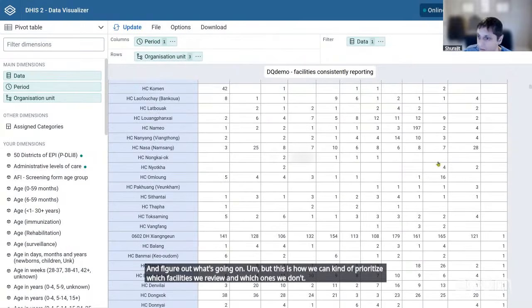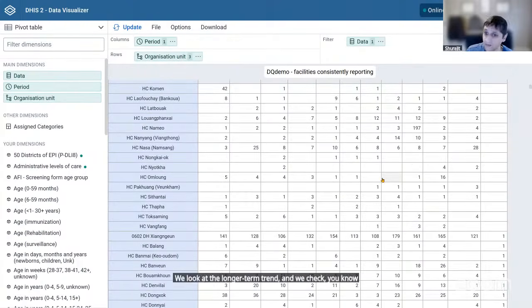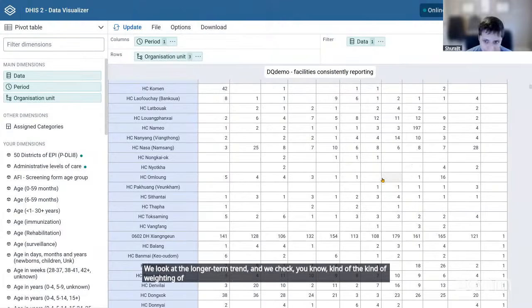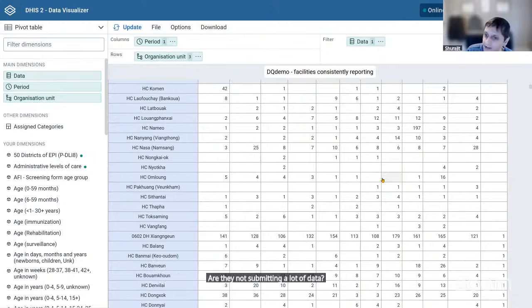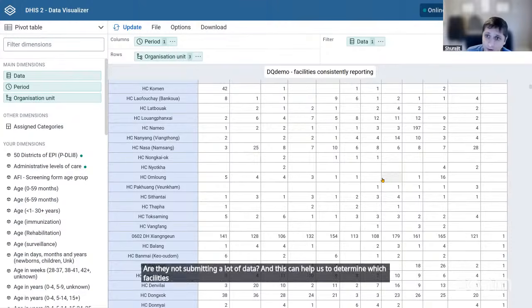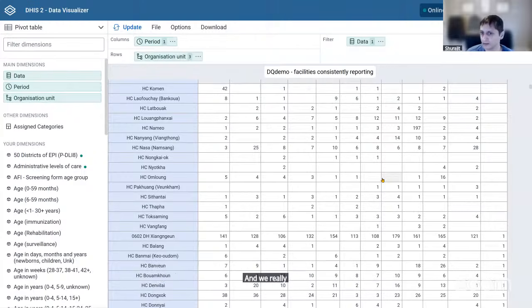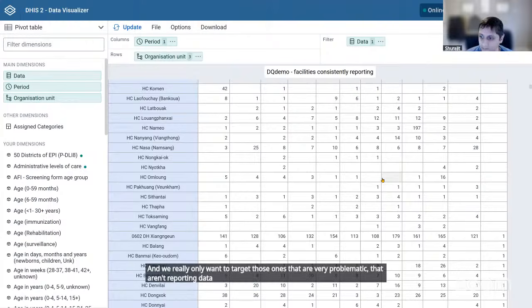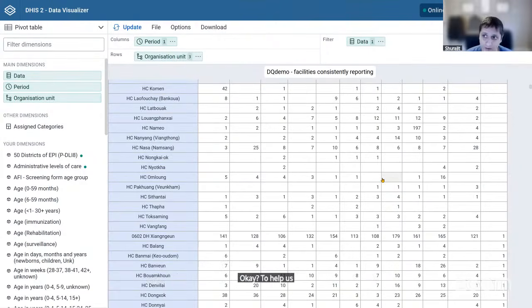We look at the longer term trend and check the weighting of the data. Are they submitting a lot of data? Are they not submitting a lot of data? This can help us determine which facilities we should follow up with on a routine basis. We really only want to target those that are very problematic, that aren't reporting data for some reason when we think they should be, to help us with our completeness.